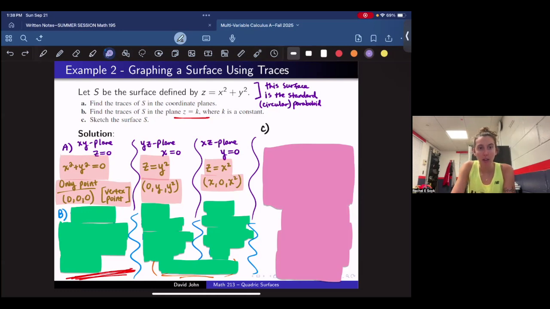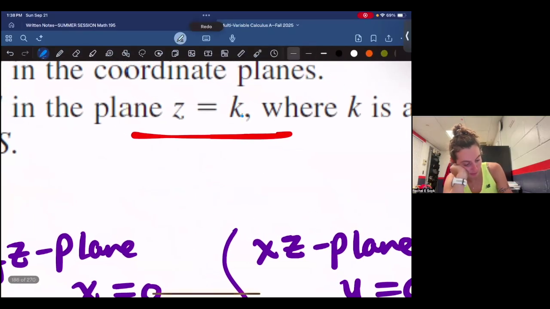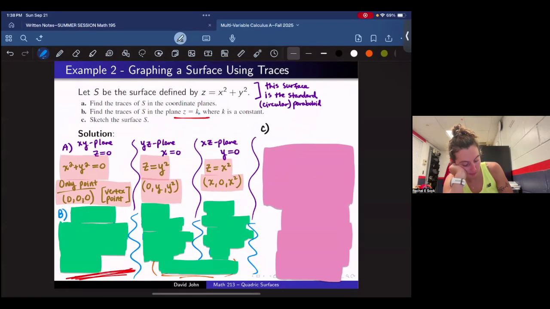Okay. And part B now is saying find the traces of S in the plane z is equal to k, where k is a constant. And so I'm going to use a subscript k1 when we're dealing with z is equal to k. So why don't I maybe write that in over here? Just because then I'm also going to show k2 and k3 when we're dealing with x and y.